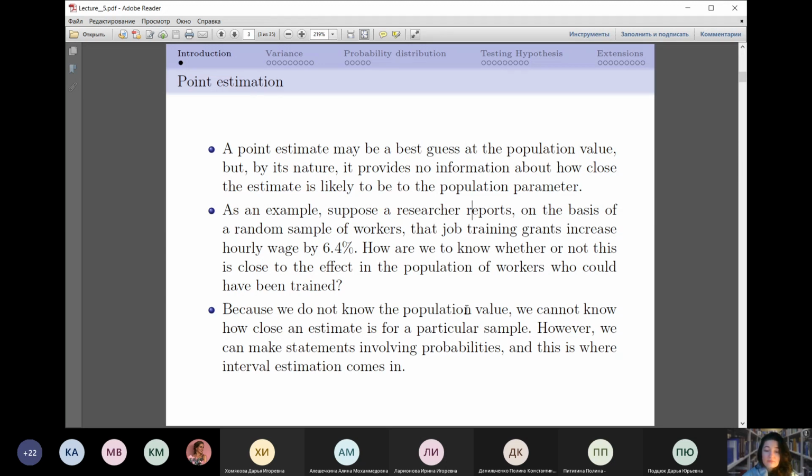However, of course, we need to solve this task. And we can make some statements involving probability theory, involving statistics, and we can estimate an interval and use this interval estimation for our further analysis to make some predictions.